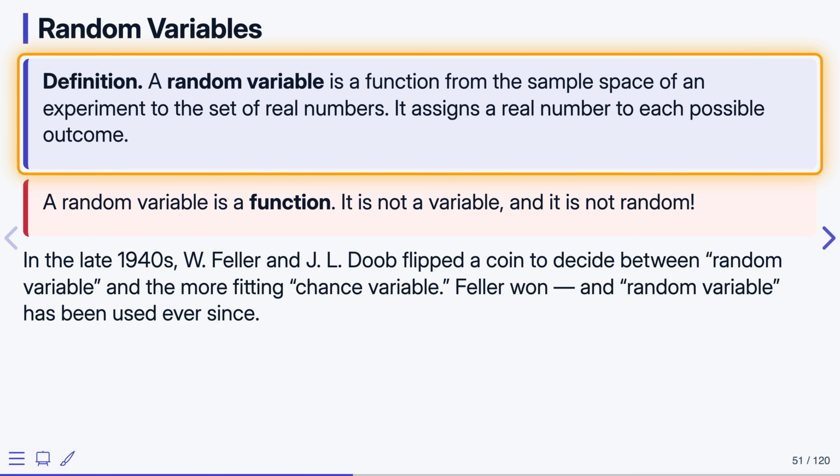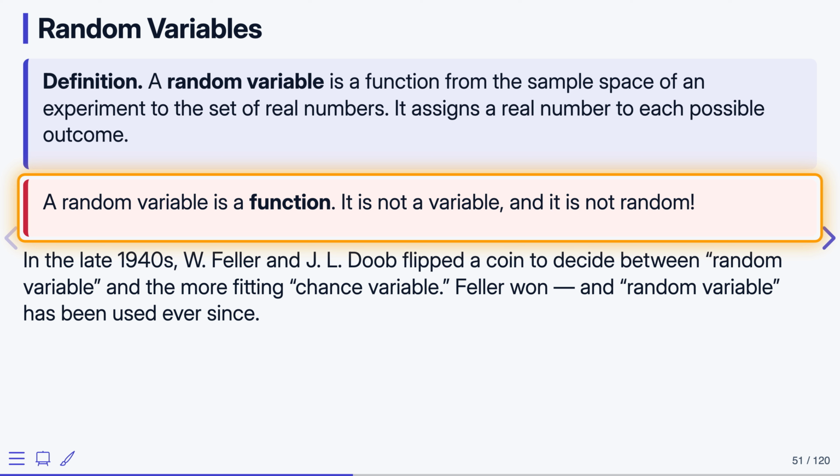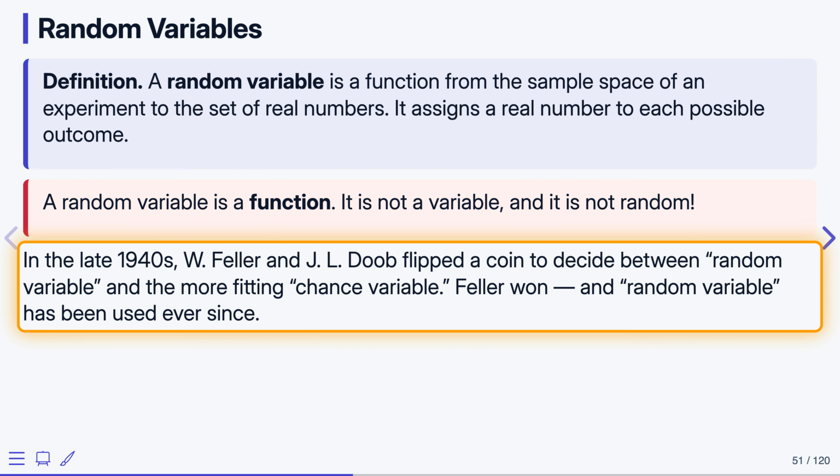This is an important idea with a confusing name. A random variable is really a function. It takes each outcome of an experiment and gives back a real number. Please remember, a random variable is not a variable, and it is not random. It is a rule that turns outcomes into numbers. There is even a funny story. 2 mathematicians, Feller and Doob, flipped a coin to choose the name. Feller won, and we have been stuck with the name random variable ever since.